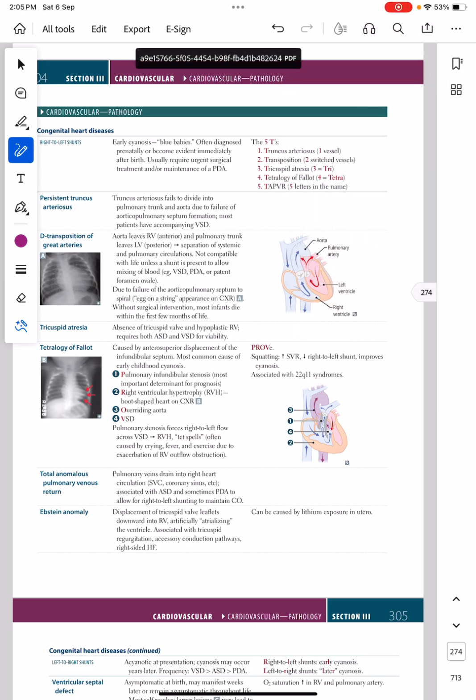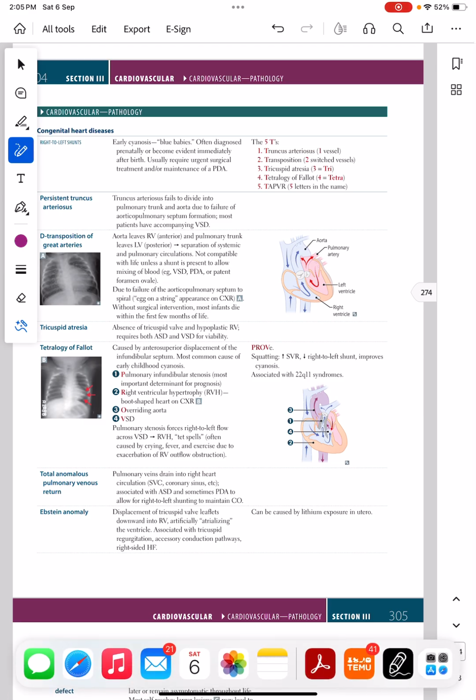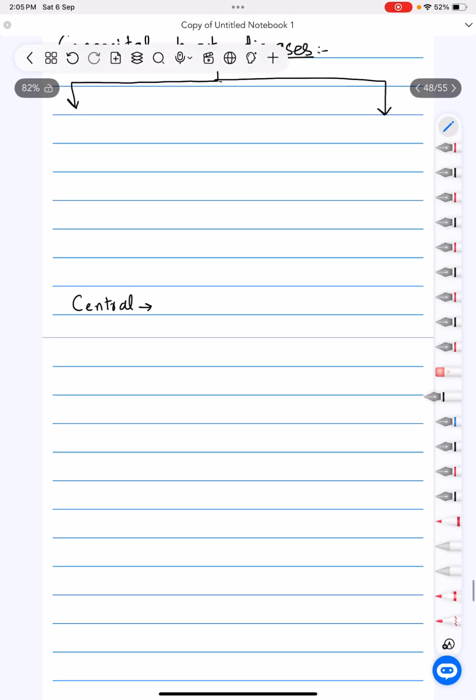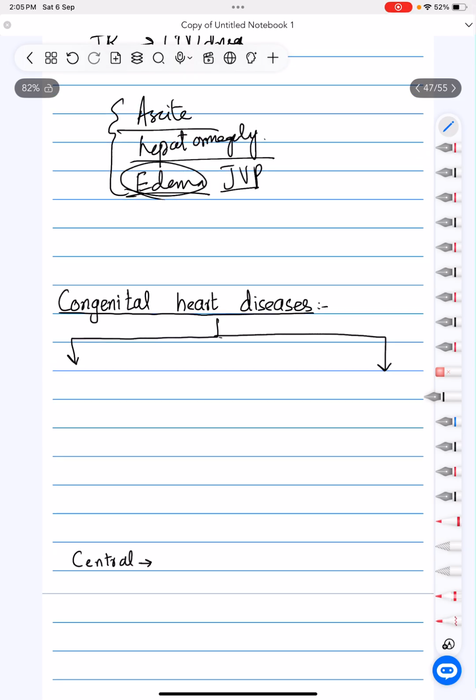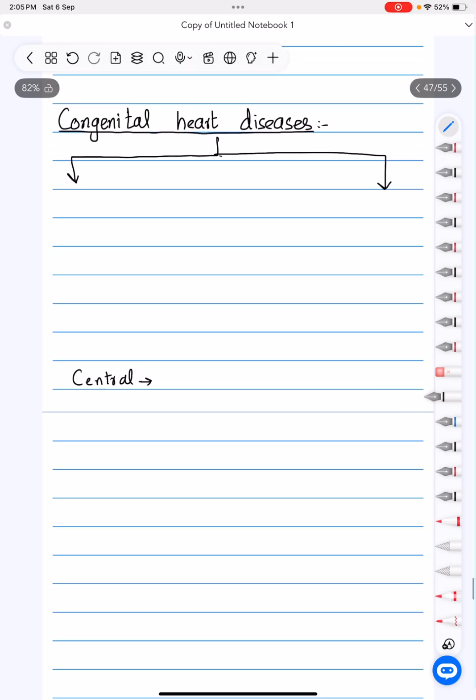So today we are going to discuss congenital heart conditions, which includes two types of diseases. One are the cyanotic heart conditions and the other are acyanotic heart conditions.